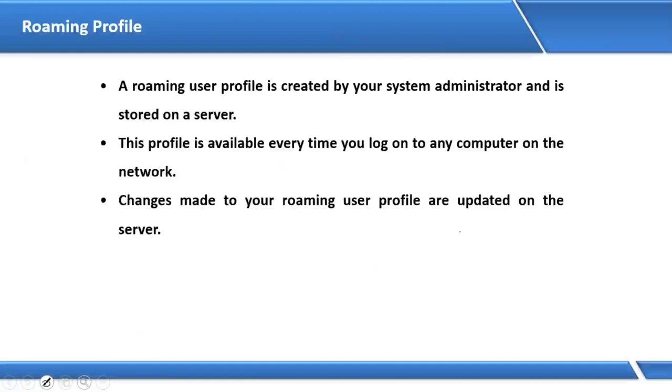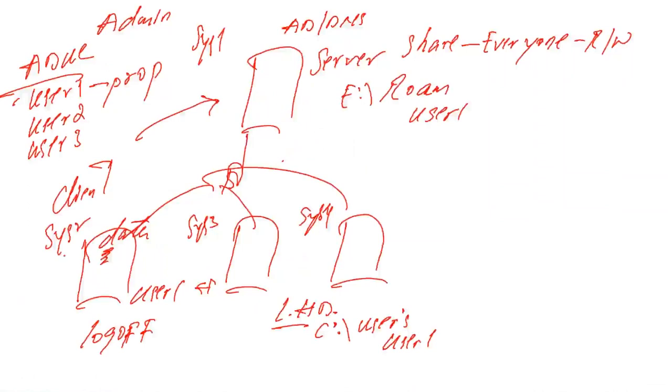Changes made to your roaming user profile are updated on the server here. So it means next day this machine is busy or this machine is not working, system 2. So as user 1, can I log into the next machine like system 4? Can I log in here? Yes. But tell me, will this client computer operating system give the new profile or the existing profile?